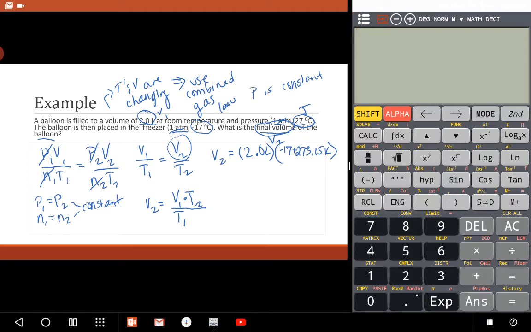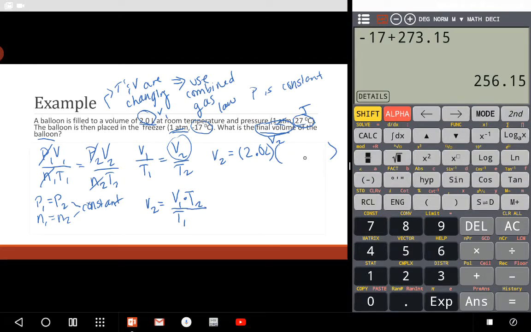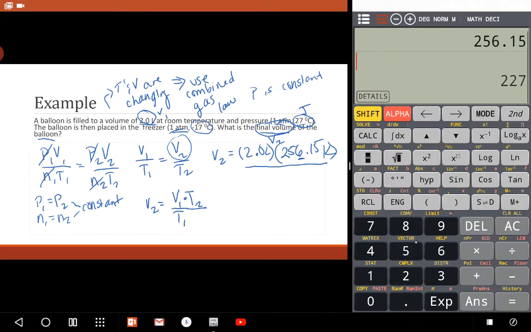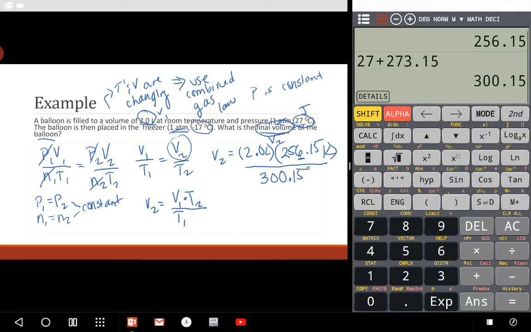Negative 17 plus 273.15, and that's going to be 256. That is only significant to the ones place, so I'm going to underline that so that I remember. And then my T1 is 27 degrees Celsius. So 27 plus 273.15 is going to be 300.15 Kelvin. And then underline that so that I remember.